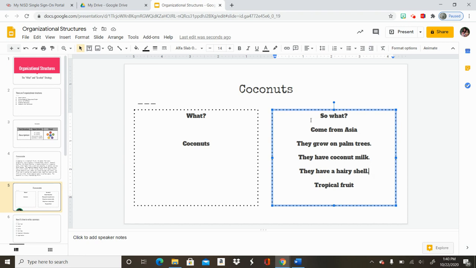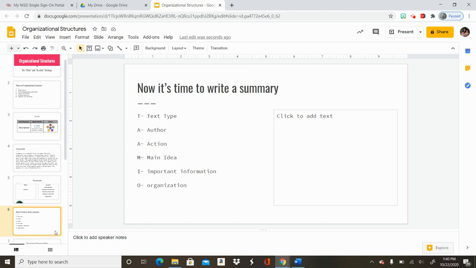So now just pretend this was on our little graphic organizer there. So the coconut would be in our middle, right? And then all of these would be out on our outer little thinking bubbles, okay? So now we know that this is about coconuts. We know this is about the details, right? A description of it. So now we got to write our summary.